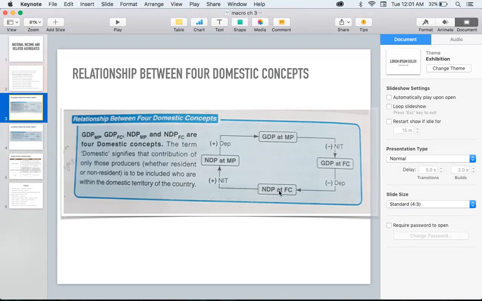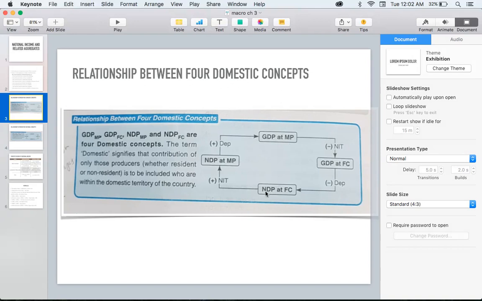When NDP at FC is added with net indirect tax, I will be getting NDP at MP. Because when it is factor cost and I am adding the net indirect tax, I will be getting the market price. From NDP at MP, I am adding the depreciation. From net, I am adding the depreciation, and I am getting what? GDP at MP. Okay, so it is the relationship between the four domestic concepts.